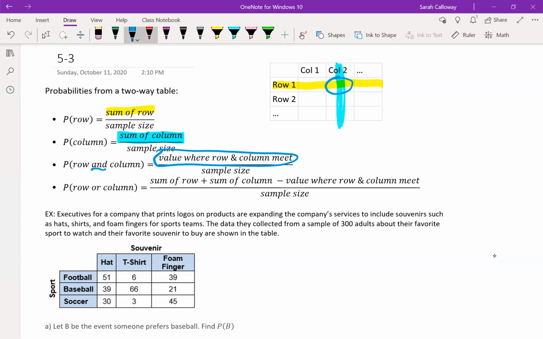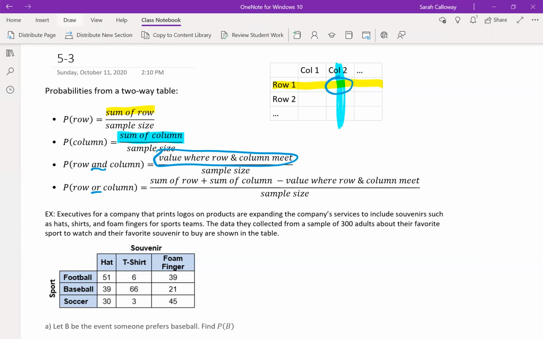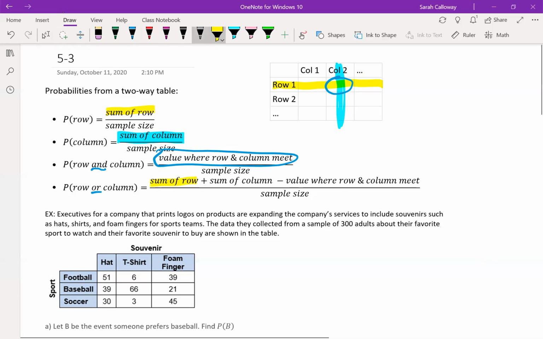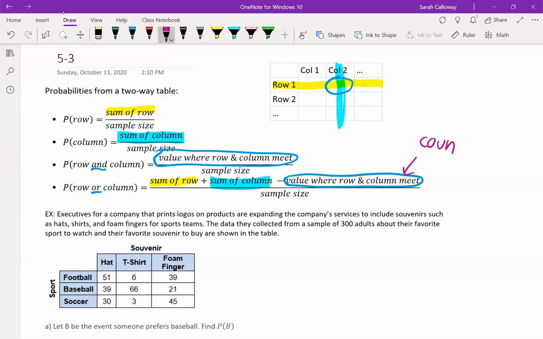If I'm looking for the probability of the row or the column, I'm going to take the sum of the row plus the sum of the column minus the value where the row and column meet. And again, that's because this was counted twice in our totals. It was counted here when I highlighted the row, and it was counted again when I highlighted the column. And so I have to subtract one of those away because it's not actually in there twice. Still divided by the sample size. So let's look at this in an example.